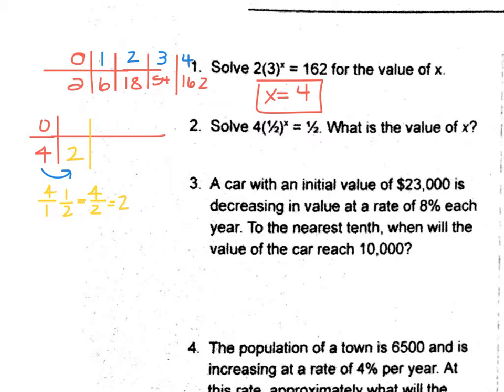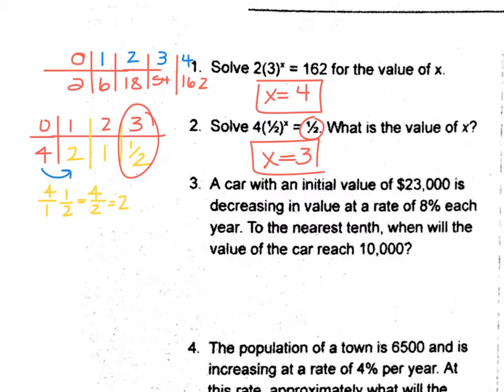And then if I keep going and multiply by half again, half of 2 is 1, half of 1 is 1/2. That gives me the answer 1, 2, 3. So I met my target number at the third term, so that's going to mean x equals 3.